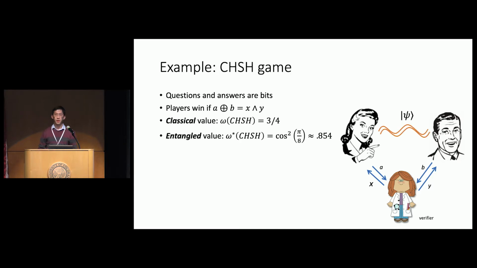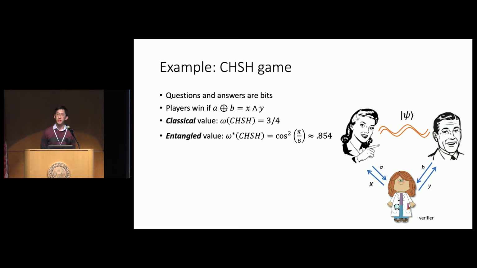Perhaps the most well-known example of a non-local game is the CHSH game. Probably many of you have seen it before. In this game, the verifier will exchange bits with Alice and Bob. It's well known that the classical value of the CHSH game is 3/4. This is when Alice and Bob use a classical strategy to play the game. The best they can do is to win with probability 3/4.